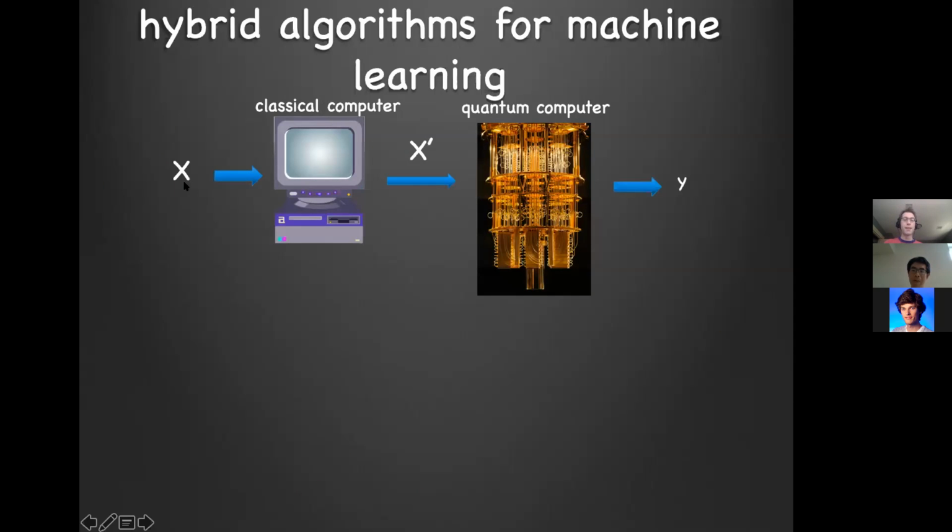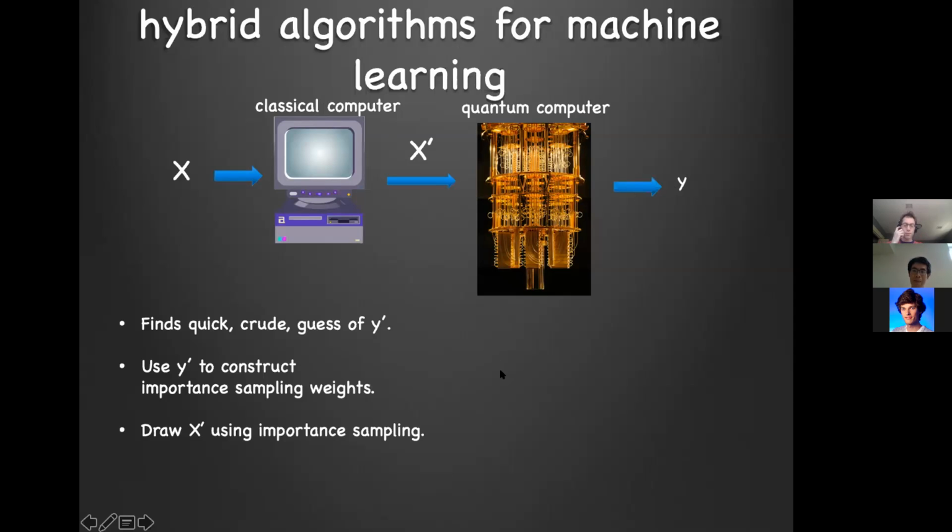You start with a big data set X, you feed it to a classical computer that crunches it down to a smaller data set X prime, and then the quantum computer can do some optimization over that and output a model Y. So concretely, how does the classical computer do this? There are a lot of possible ways. One of them is to use a very crude approximation algorithm to get an approximation y prime.